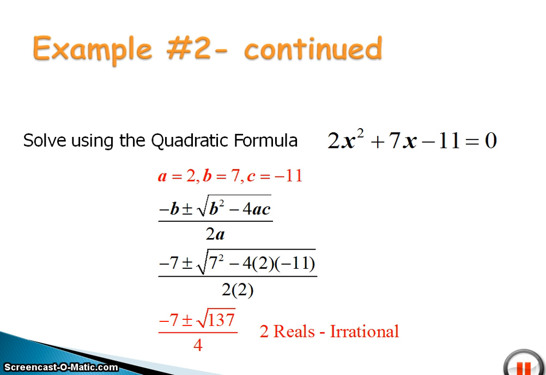Please, please, please do not take your calculators and take the square root of 137 and get some really big, long, complicated decimal. Just leave it as the square root of 137. That is accurate and mathematically correct. And that whole thing is divided by 2 times 2, which is 2 times a. So this solution says we have an x-intercept at negative 7 plus the square root of 137 divided by 4, and a second x-intercept at negative 7 minus the square root of 137, all divided by 4. So there are two real solutions, and they are irrational. Pause now and copy down this example.